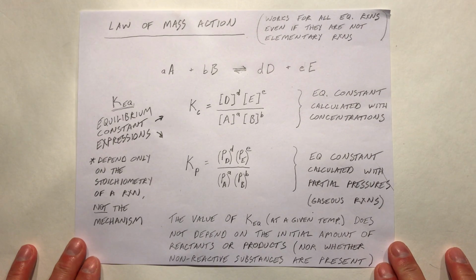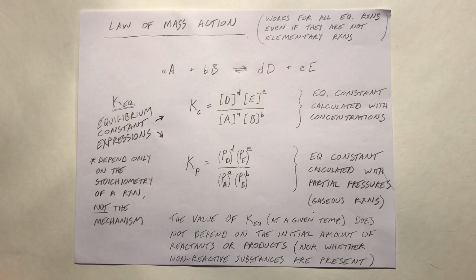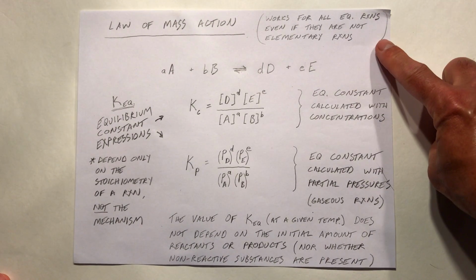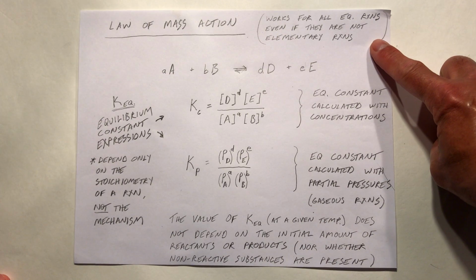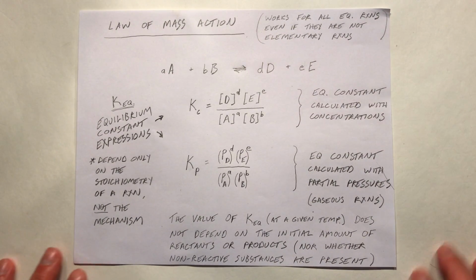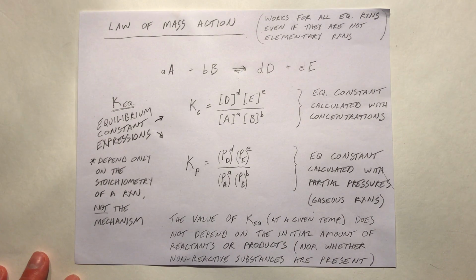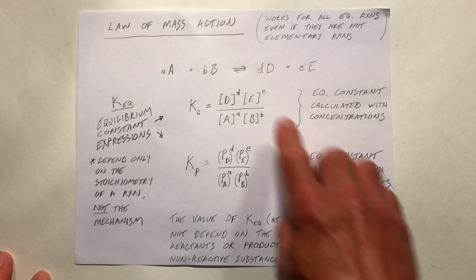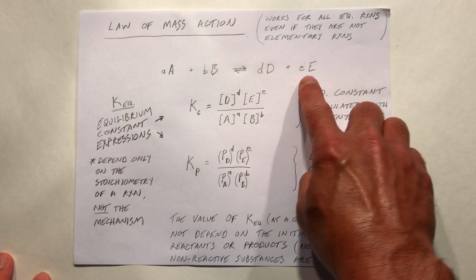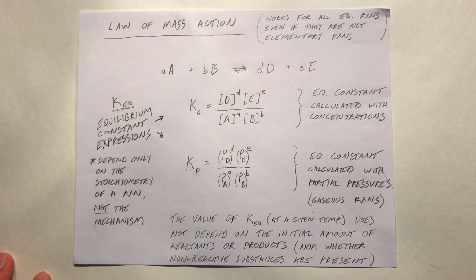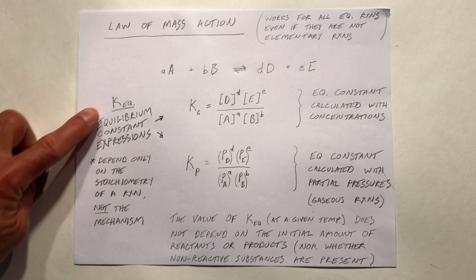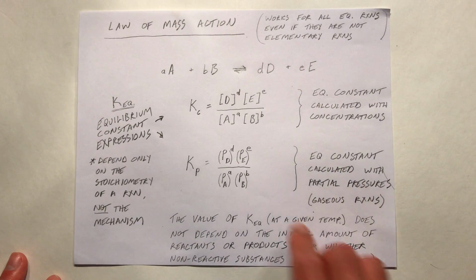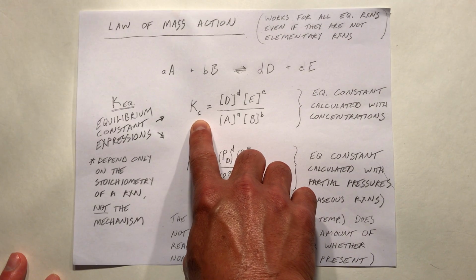Now, from experimentation, we establish laws in science. They tell us how things behave. So we have the law of mass action. Now, this works for all equilibrium reactions, even the ones that are not involving elementary reactions like the example that we just looked at. We can say that if we have A moles of chemical A reacting with B moles of chemical B in a reversible reaction with D moles of chemical D and E moles of chemical E, that the equilibrium constant, capital K, EQ, can be expressed in terms of the concentration of the chemicals.